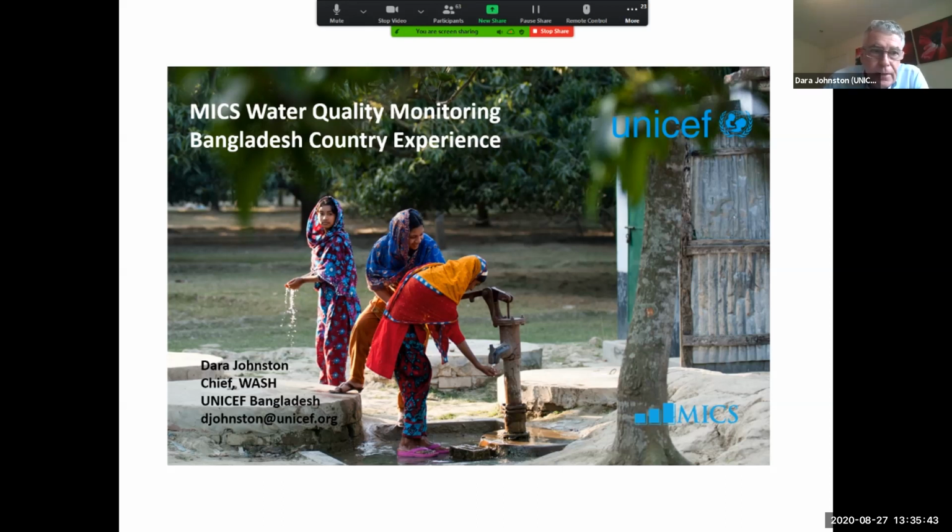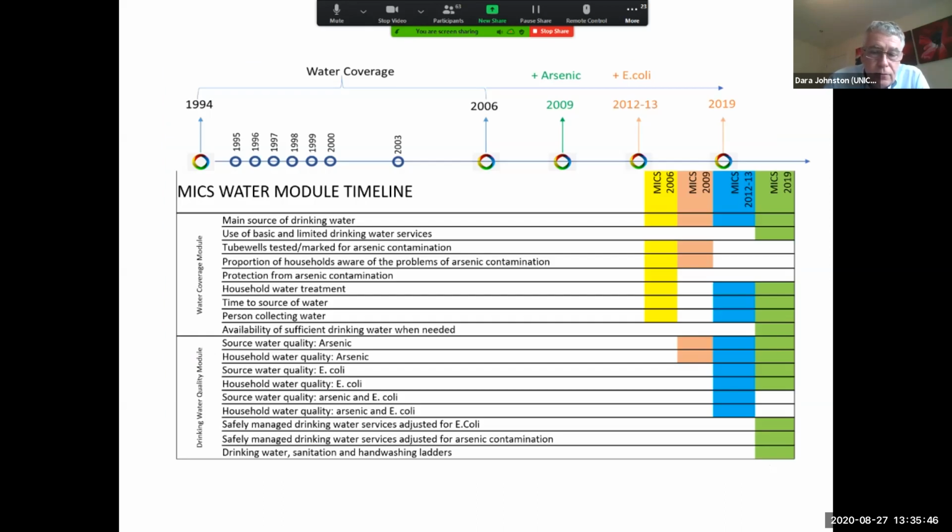Next slide, please. So since 1994, we have been measuring water coverage in the MICS surveys, and up to 2006 this has included source, use, time, and availability. Arsenic was not monitored until 2006, but then it was only measured indicatively, whether it was there or not. From 2009, water quality measurement has been included: first arsenic in 2009, and then E. coli in 2013. And our most recent MICS has been 2019.